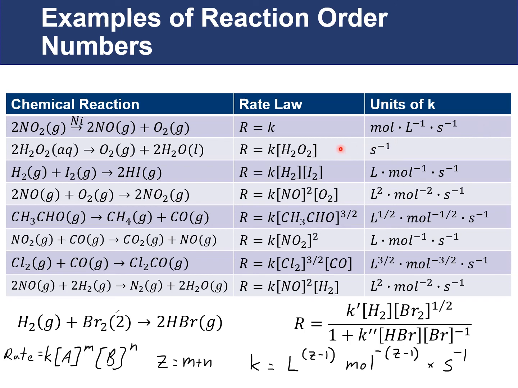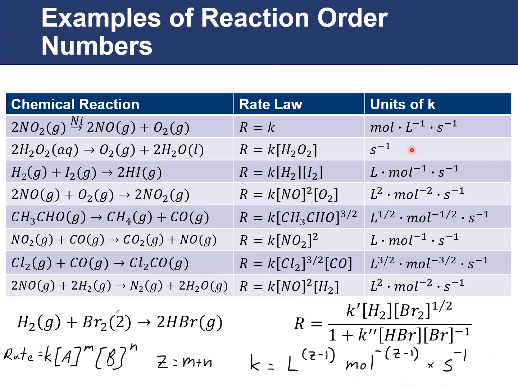If we look at here, a first order reaction, right, the overall order would be 1, so Z would be equal to 1. K, the units would be liters to 1 minus 1 is 0, moles raised to the negative 1 minus 1 is 0, times seconds to the negative 1, right? So that would give us L raised to the 0 is a 1, so it gets rid of the liters. Mole raised to 0 is 1, gets rid of the moles.